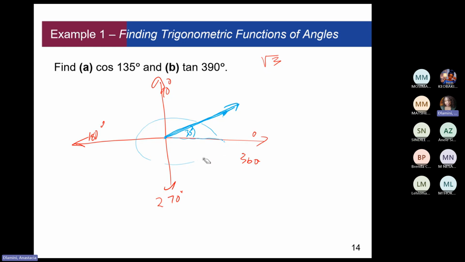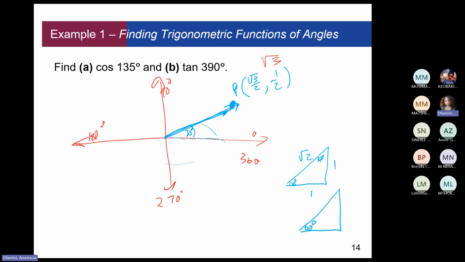Because of what I have learned, if I choose a terminal point at 30 degrees, that terminal point will be root of 3 over 2 and 1 over 2. Do you remember that? If you don't remember it, you can also use the triangles that we have learned: 45 degrees, 45 degrees, 1, 1, root of 2. And then the 60 degrees and 30 degrees triangle, with sides 1, 2, root 3.